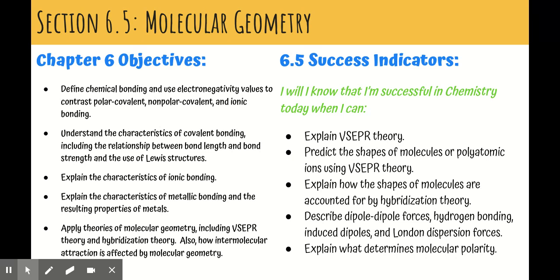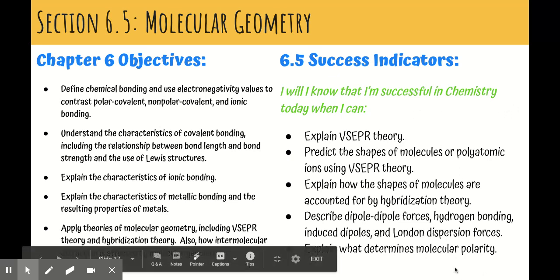The reason why we did that first, even though I know you guys have done some of that in ninth grade, is just to have a solid understanding of how to draw those, because we're going to use that today with VSEPR theory. So here again is our success indicators. If you'd like to read through those, you can, but you will know you're successful today if you can do these things.